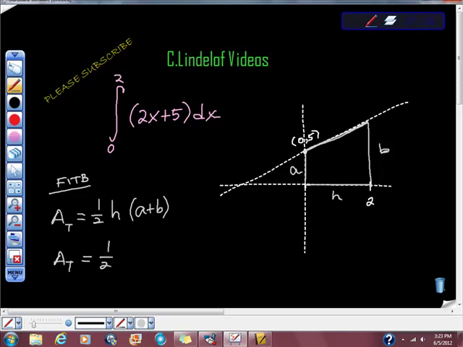It's a great way to get an answer quick without having to do a lot of work. So we have 1/2. 2 minus 0 is our height, so 2. Then we have A, which is a height of 5. This plus sign is this plus sign. And what is this height? When x is 2, we have 2 times 2 plus 5. 2 times 2 is 4, plus 5 is 9. So we get 1/2 times 2 is 1, times 5 plus 9. 5 plus 9 is 14. So our definite integral happens to be generated from the area of a common geometric figure, and that is equal to 14.